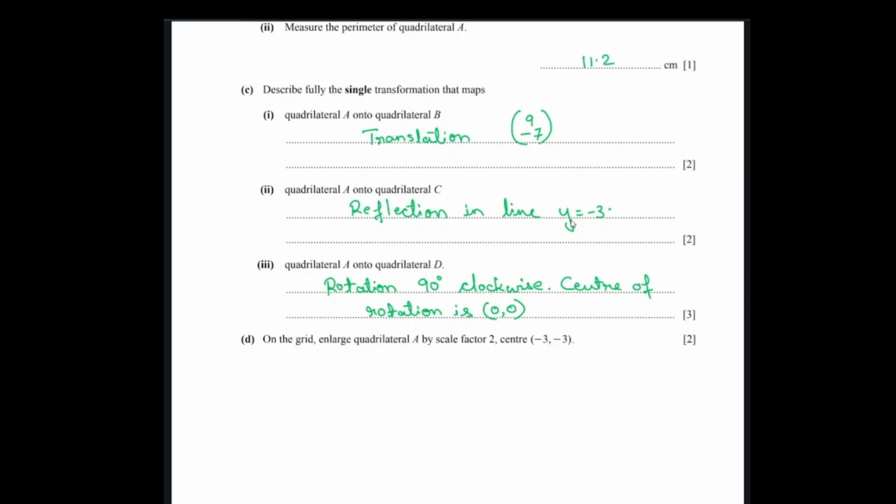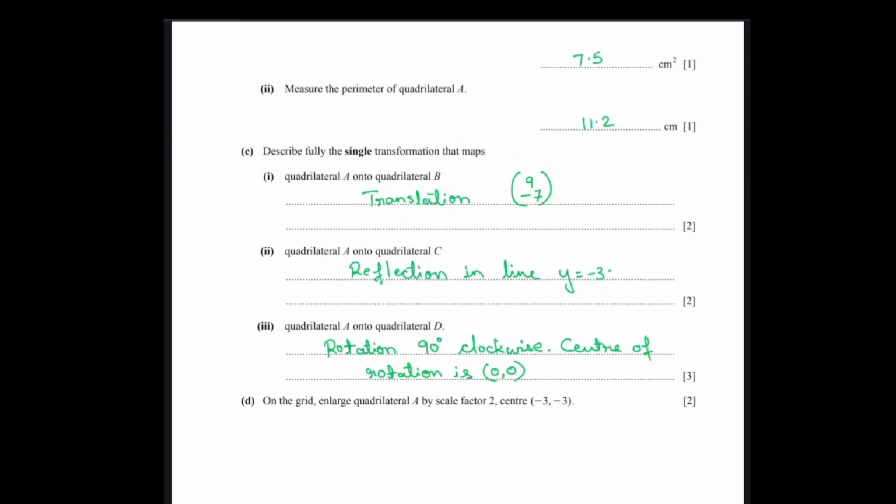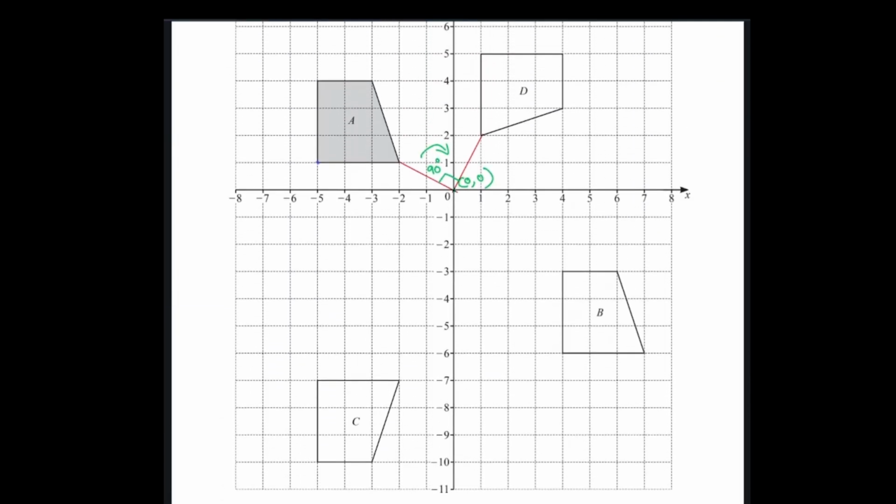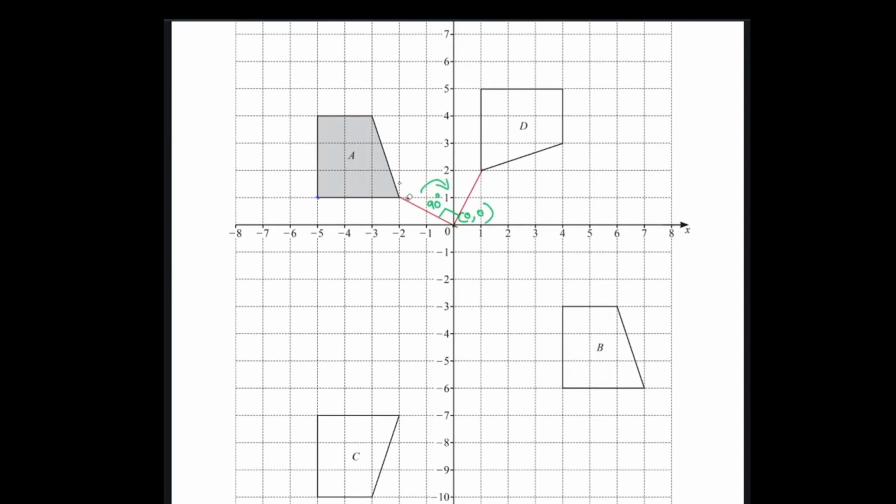Question number D. On the grid, enlarge quadrilateral A by scale factor 2, center -3 -3. Now they are asking us to enlarge the shape. So let me erase this first.